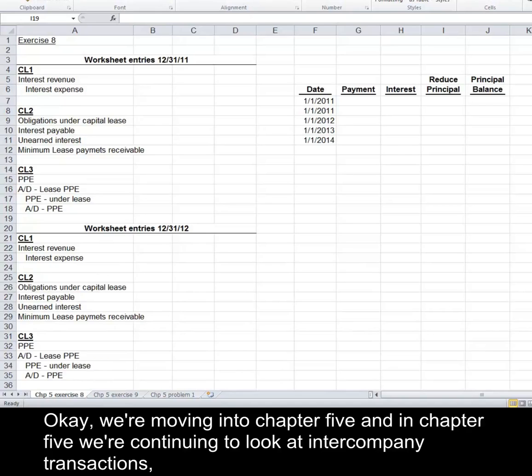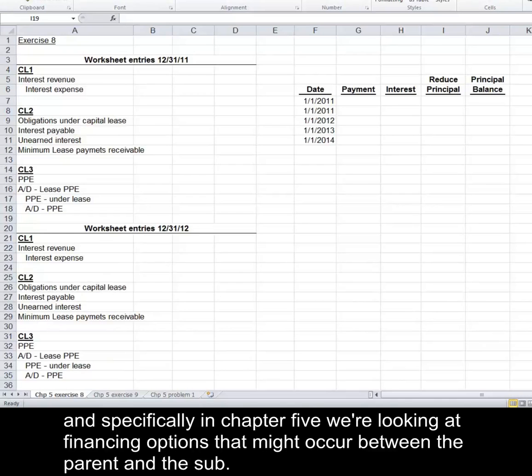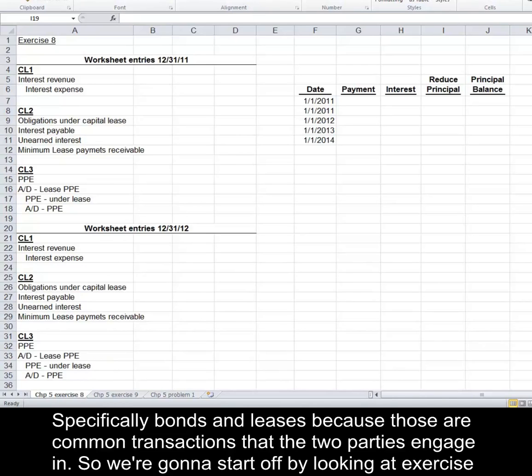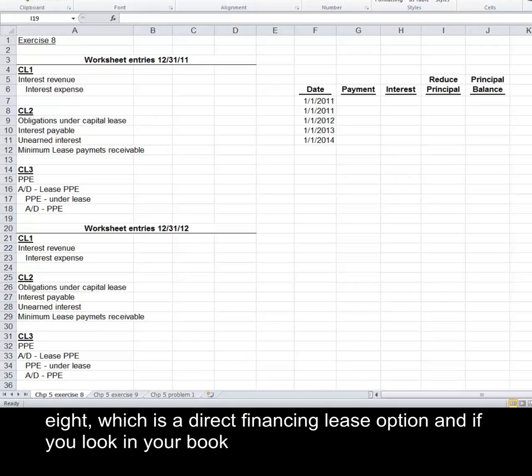Okay, we're moving into Chapter 5, and in Chapter 5 we're continuing to look at intercompany transactions, and specifically we're looking at financing options that might occur between the parent and the sub, specifically bonds and leases, because those are common transactions that the two parties engage in. So we're going to start off by looking at Exercise 8, which is a direct financing lease option.